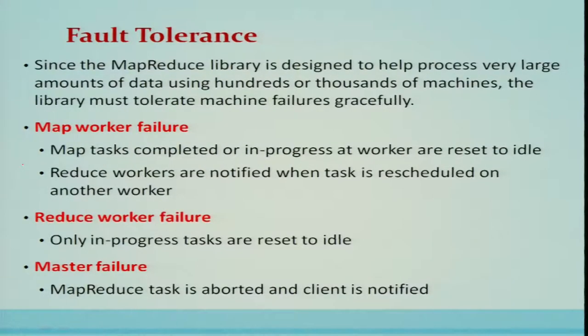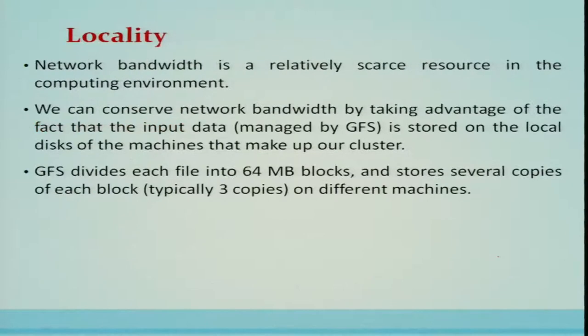Now, another aspect is called fault tolerance. Since the MapReduce library is designed to help process very large amounts of data using hundreds or thousands of machines, the library must tolerate machine failures gracefully. When a map worker fails, the map tasks completed or in progress at the worker are reset to idle. Reduce workers are notified when the task is rescheduled on another worker. On reduce worker failure, only in-progress tasks are reset to idle. Master failure: the MapReduce task is aborted and the client is notified. So if the master fails, then the entire setup is aborted and the client is notified.